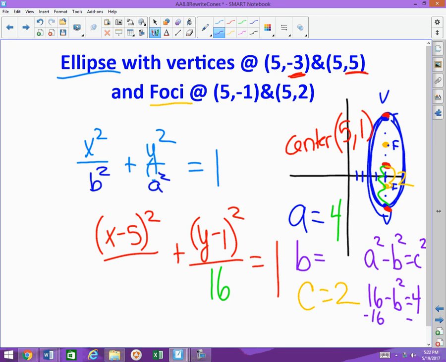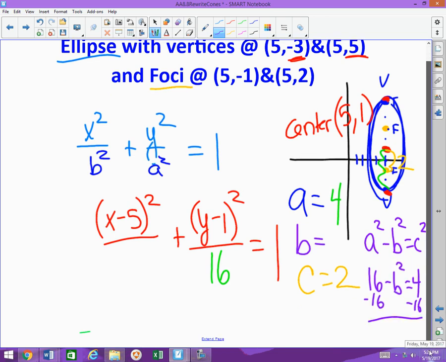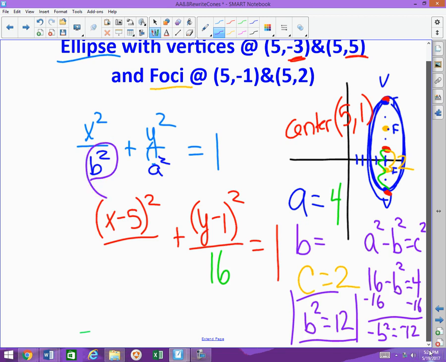Subtract 16 from both sides, and you will get negative b squared equals negative 12. Divide by negative 1, and b squared equals 12. Well, now we really don't have to go any further than that because we're supposed to put it over b squared. So that is 12. If we were to figure out the value of b, that would be the square root of 12, which is roughly 3 point something. But we want to write it over b squared. And so here's the equation of our ellipse.